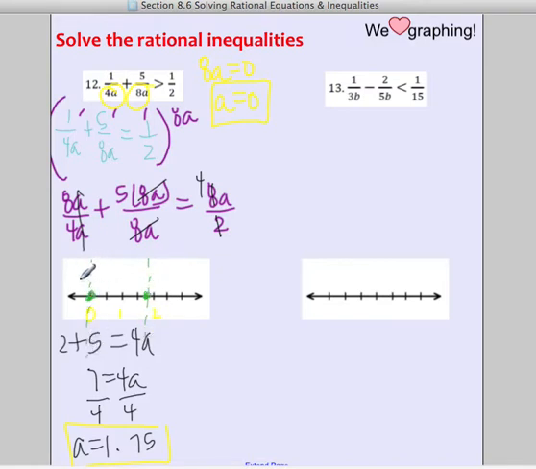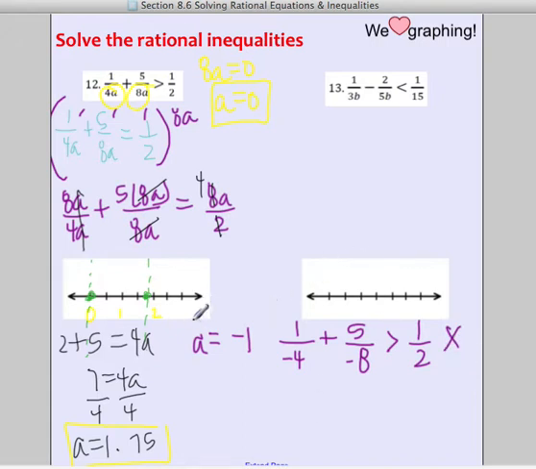Now you're going to pick a number that's less than 0. Let a equal -1. You plug that into your original inequality and see if it works out. So I would have 1 over 4 times -1, which is -4, plus 5 over 8 times -1, which is -8. And we want to know, is that greater than 1/2? If you simplify your left-hand side, you can probably already tell it will be less than 1/2, not greater. So this part does not work.